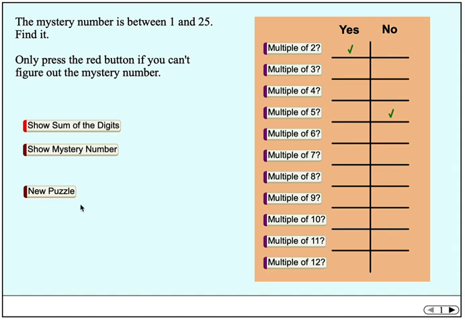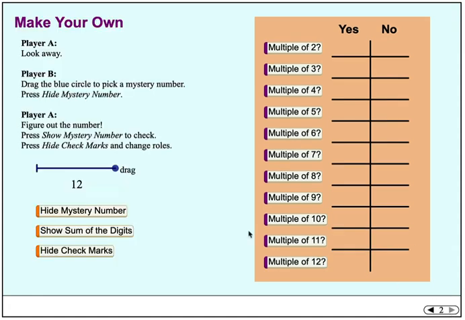When you've solved a puzzle, you can press New Puzzle, and you'll receive a fresh challenge. Now you can also create a mystery puzzle for your friend. Press this button in the lower right corner to move to page 2, and ask your friend to look away.